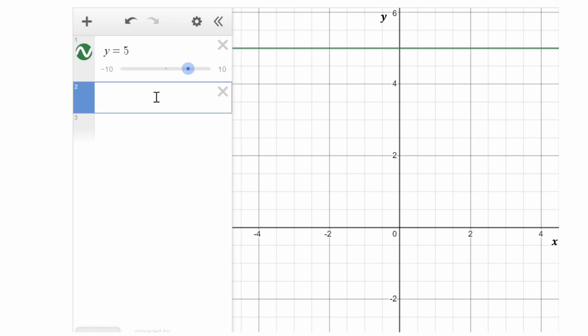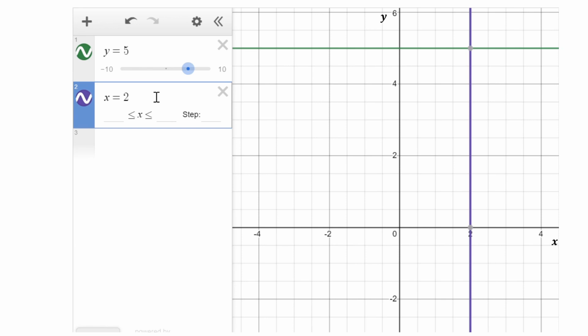Likewise, if I were to plot the line x equals 2, now we can see that this is a line which has a constant width of 2. Doesn't matter how far up or how far down you go, the width is always 2, or the x value is always 2.